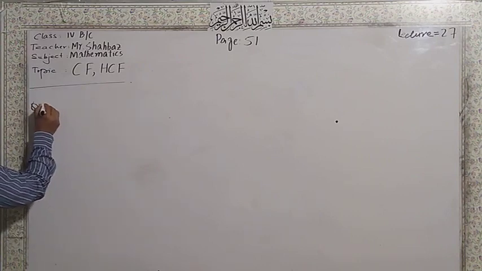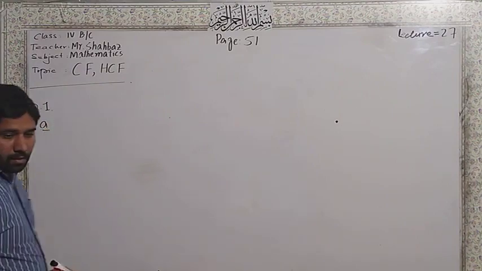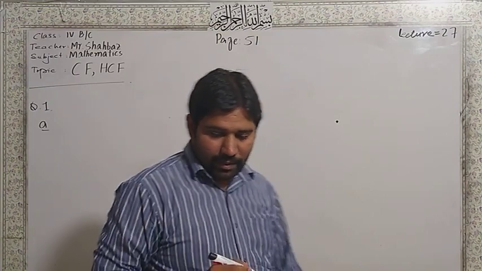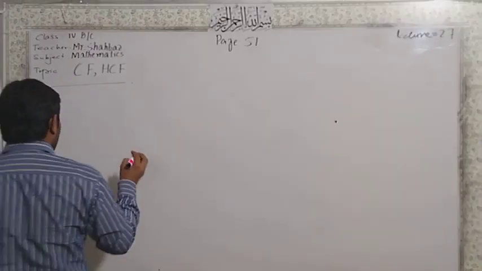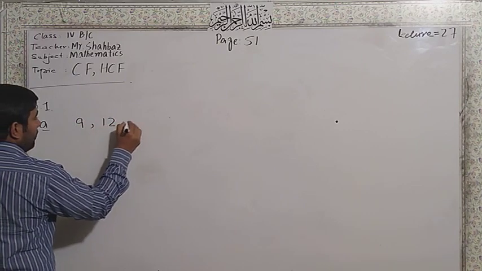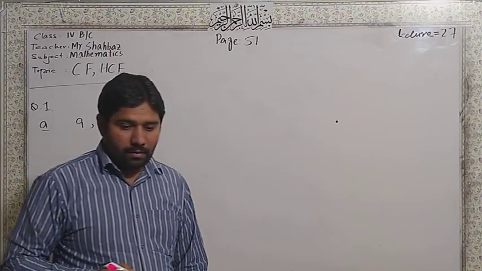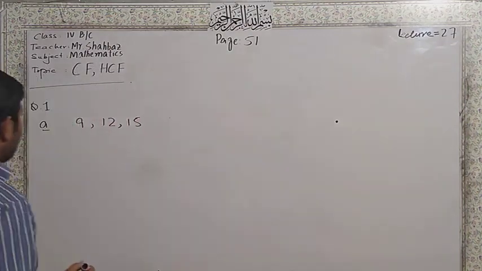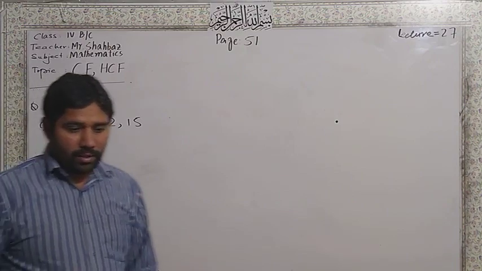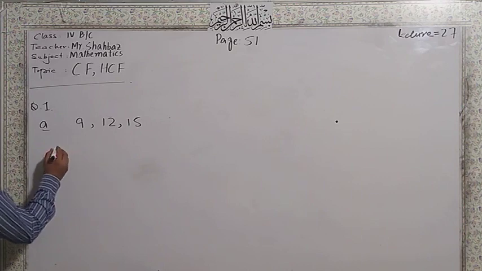Question 1, part A, and you have numbers 9, 12 and 15. You have to find common factors and then HCF. Okay, dear students, first of all we will write the factors of 9.